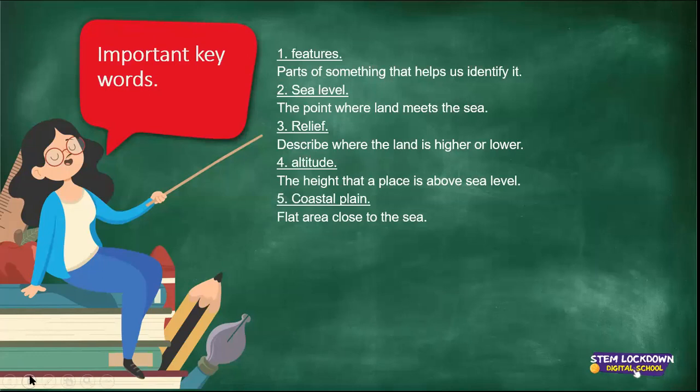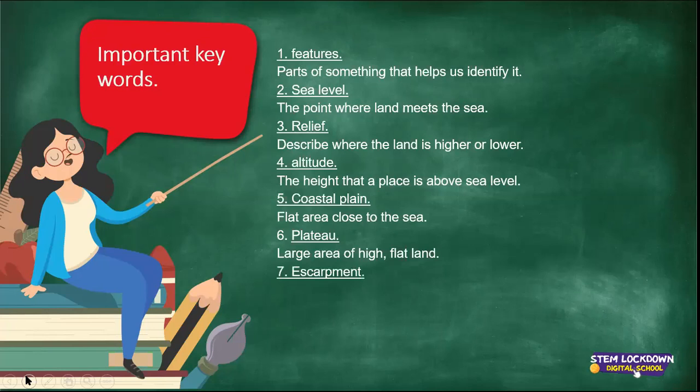We also have the plateau. The plateau is a large area of high and flat land. It's the large area of high and flat land. So it is the area that is above sea level. And we also have the escarpment. The escarpment is steep land on the edge of the plateau. So these three go hand in hand. You will learn about it as we continue.